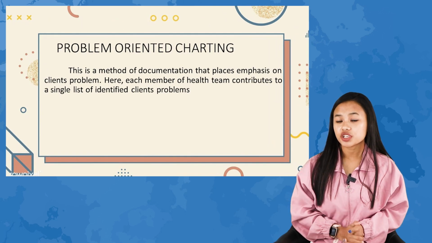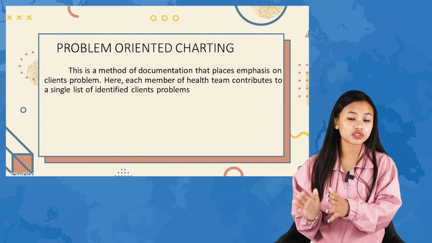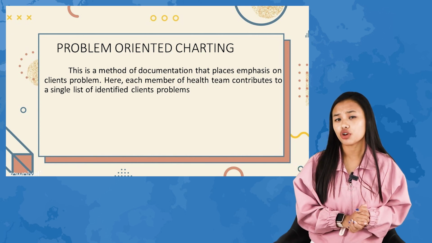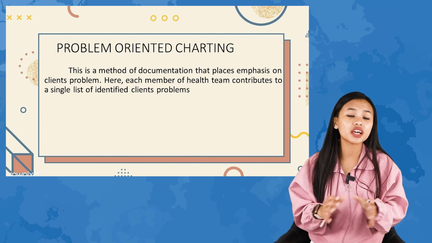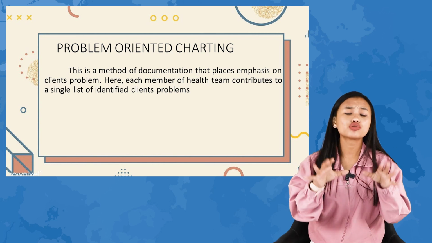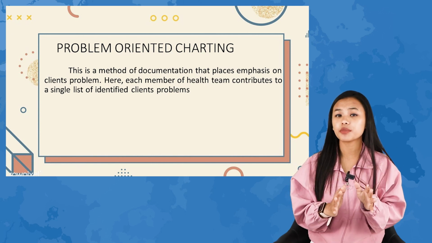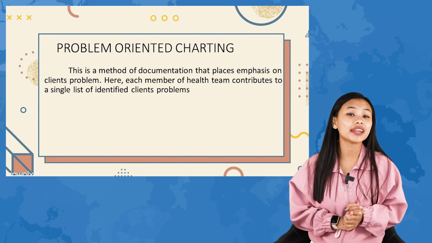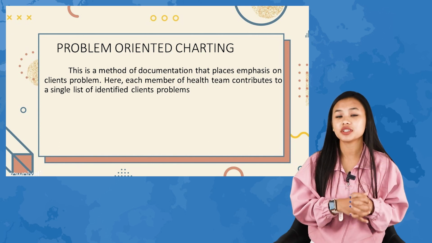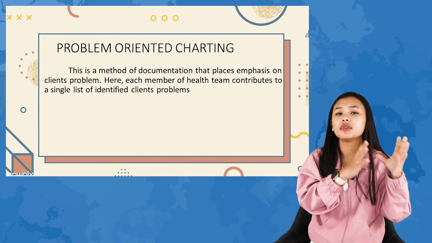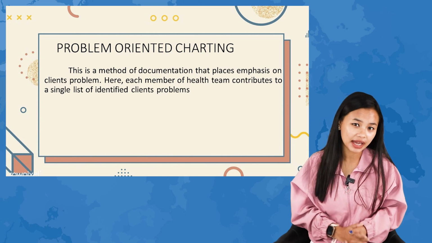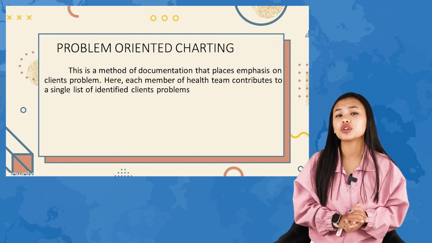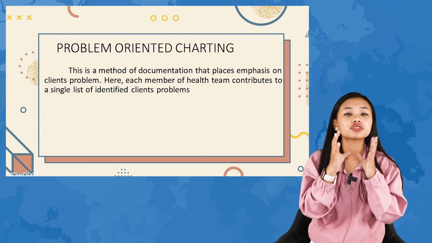And then the third one, which is the problem-oriented source. So here in this problem-oriented source, what happens is that this is a method of documentation which will emphasize the problem of the client. Each member of the healthcare team will contribute to a single list of the identified client problems. From the name itself, you can understand, right, that it is problem-oriented charting. So each member of the healthcare team will work together and contribute in order to emphasize the problems of the client.